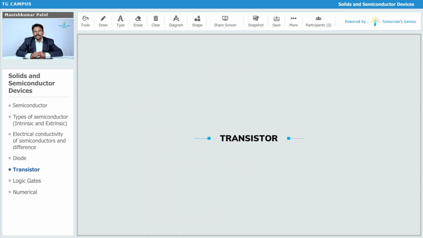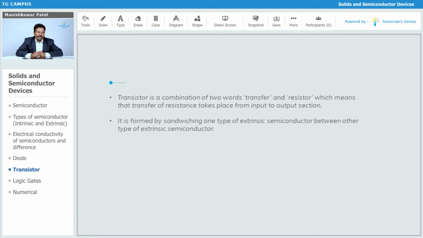So now again the next one is your transistor. So how this transistor is going to work, which has just brought a lot of revolution in the technology. That is nothing but your transistor. It is a combination of two words, one is transfer and the other is resistor. So definitely there is a transfer of electrons from one terminal towards another terminal, and it offers some resistance. Yeah, so the resistance takes place from the input towards the output section.